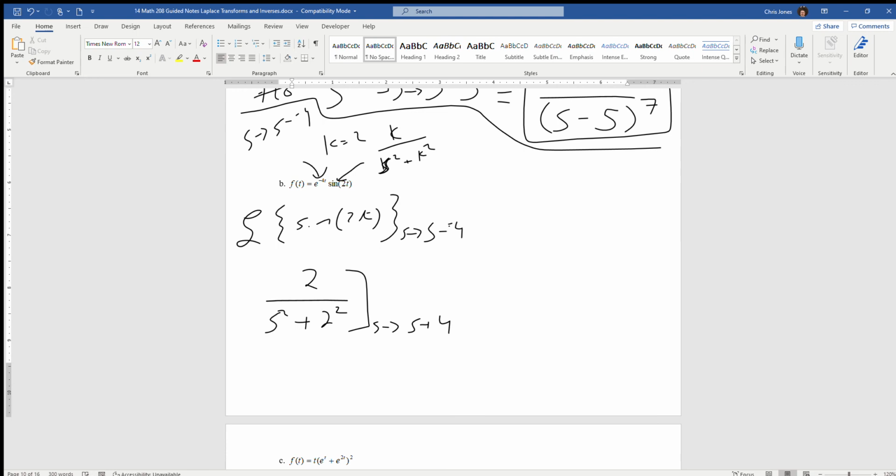And then all we're going to do is just plug in that s plus 4 when we go back in, and our answer is 2 over s plus 4 squared plus 4.